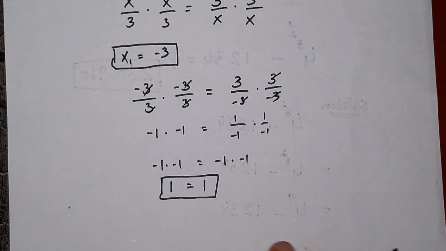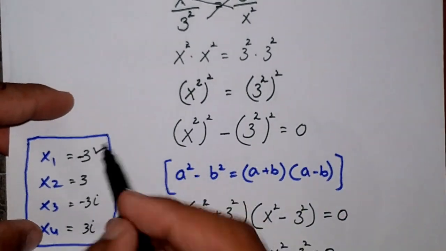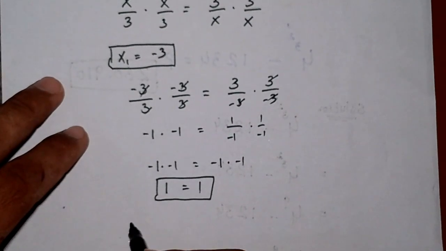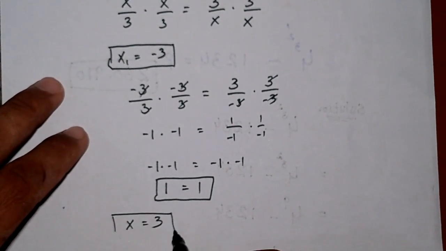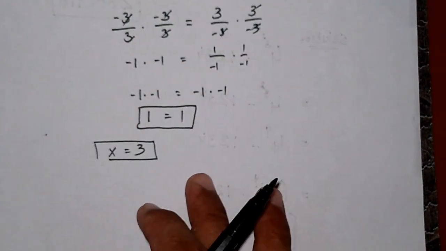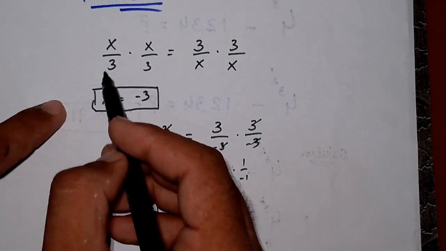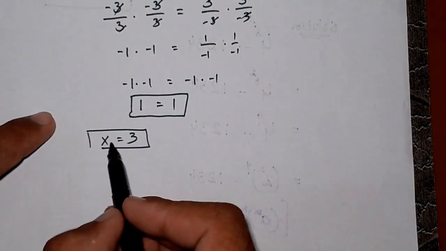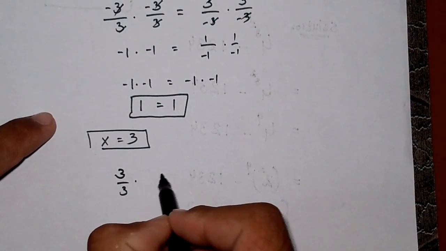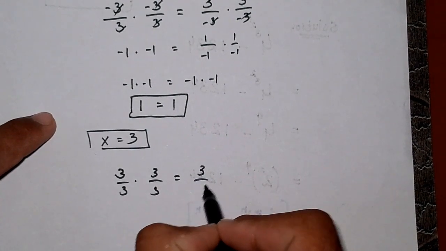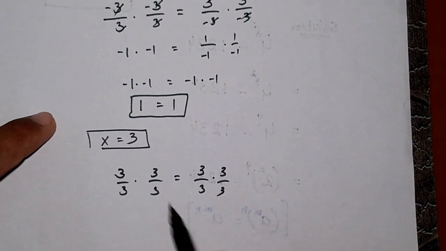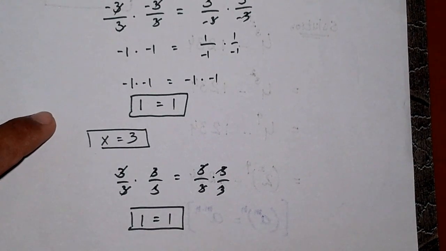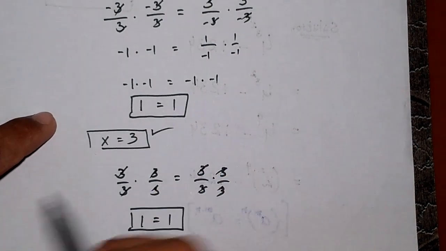Now in the next step, we have to put the value of x2, that is 3. So here we have to put the value of x is equal to 3. By putting the value in the equation, that is x over 3 times x over 3, this will become, with x equal to 3, 3 over 3 times 3 over 3, which is equal to 3 over 3 times 3 over 3. Now here these are cancelled. So here 1 is equal to 1. So again this shows that the left hand side and the right hand side are equal. So the value of x is correct.